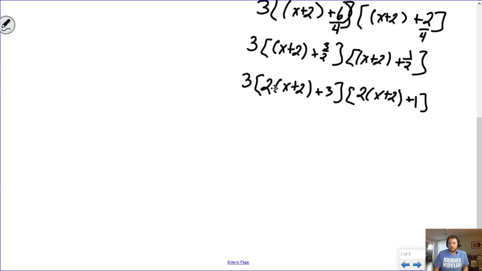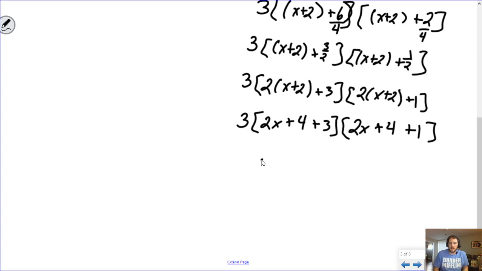And now it's just a matter of expanding each of these brackets. So the 3 is still there. So this 2 is going to multiply in. So 2 times x is 2x, and 2 times 2 is 4. And then we still have the plus 3 at the end, right? And then same thing here. 2 times x is 2x, and 2 times 2 is 4, and then there's a plus 1 on the end. So now if I combine like terms, I'm left with 2x, and then 4 plus 3 is 7, and 2x and 4 plus 1 is 5.